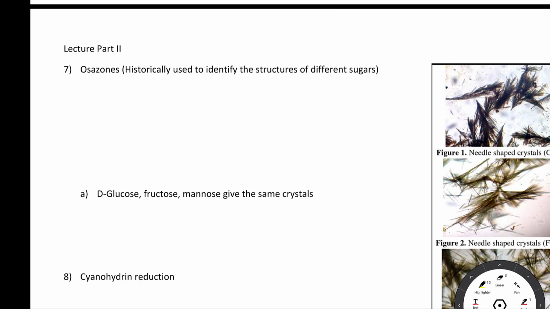So we were in the middle of covering reactions, and one of the products of a reaction that we're going to be looking at is called an osazone. I really only cover it because you see it everywhere in all the texts. Historically, they were used to identify different sugars. It helped to identify the different structures of sugars. And so I'm going to explain to you what it is.